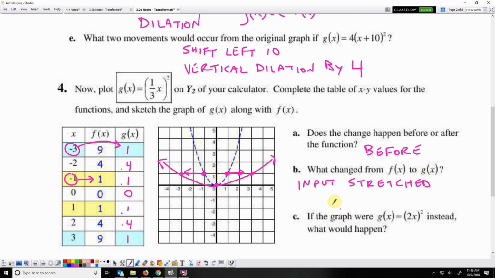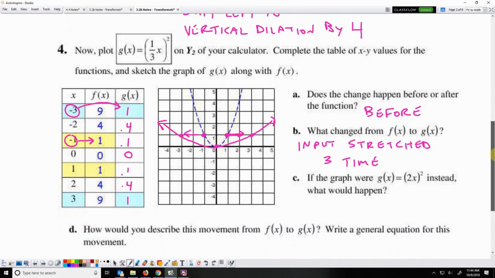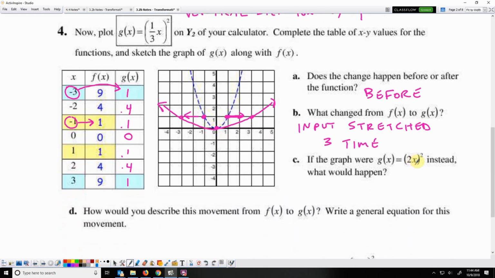So the input was stretched 3 times. It took 3 times the input to get the same output. So what if the graph was 2 times x squared? Okay, then I would have another stretch, which is a dilation. Okay, so this is a dilation. This time it happens to be horizontal. It's moving in or out rather than up or down. So I would have a horizontal dilation.